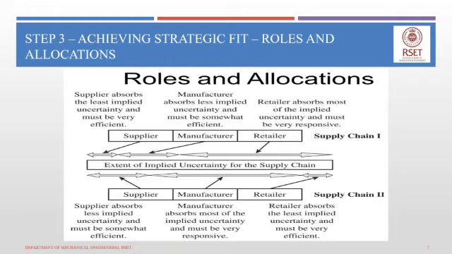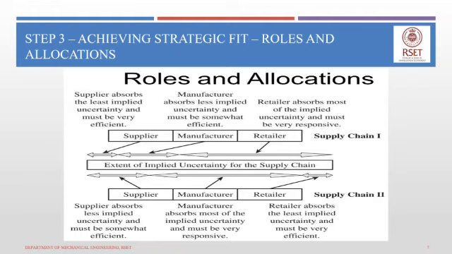This is what we do in step number 2, called deciding roles and allocating the roles, that is roles and allocations. That is step B in achieving strategic fit. So step A is basically moving a company or a firm towards the zone of strategic fit, either by modifying the company's competitive strategy or its supply chain strategy or both. And once we have moved to the zone of strategic fit, then it's all about modifying the supply chain.